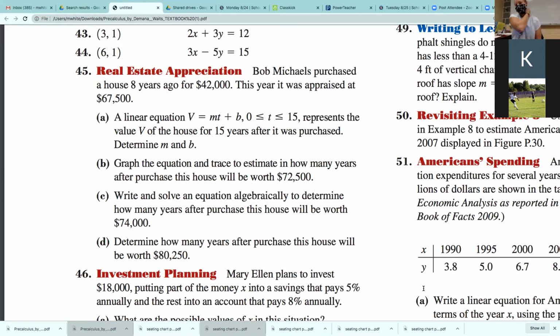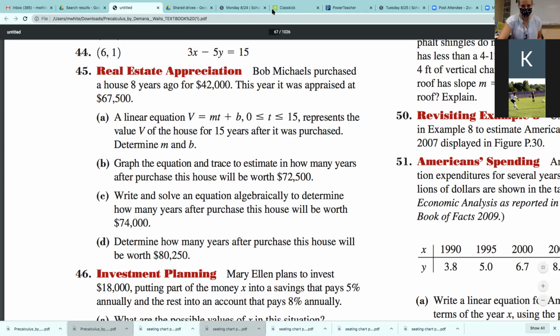Anyway, I digress. This year it was appraised for $67,500. A linear equation V equals MT plus B. What do you think T stands for? Time. Great thought. T is time. And then we don't know what M and B are. Let's see if it tells us. V represents the value of the house for 15 years after it was purchased. Determine M and B.